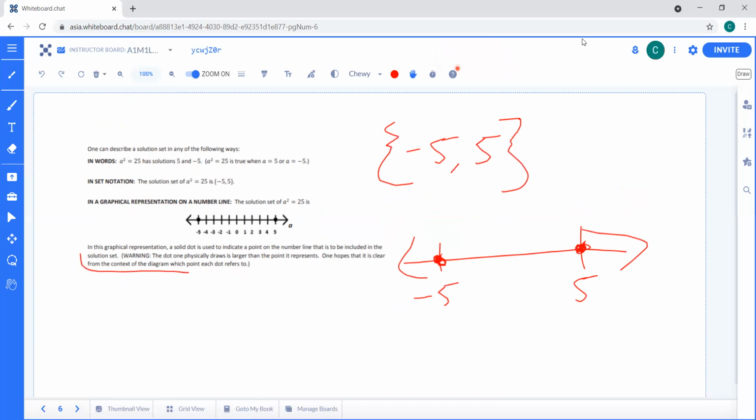In graphical representation, a solid dot is used to indicate a point on the number line that is to be included in the solution set. The dot, when physically drawn, is larger than the point it represents. One hopes that it is clear from the context of the diagram which point each dot refers to. See how the dot is bigger than the line? It kind of looks like it's a little bit less than 5 on one side and a little bit greater than 5 on the other. But by putting one dot on there, it only represents that number, which is included.